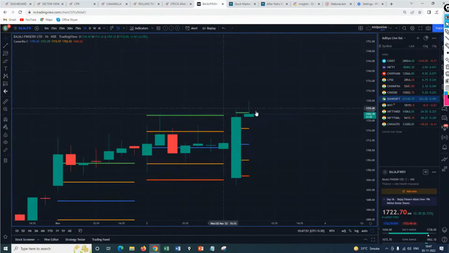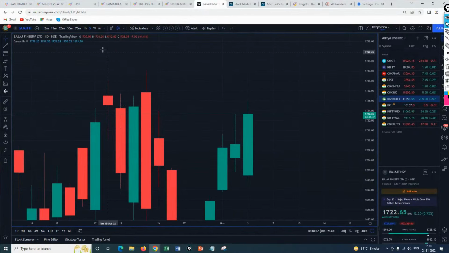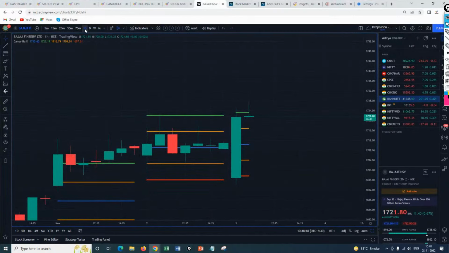The only thing to remember is that if you're using daily pivots, you should see all the charts that are before daily. For example, you are seeing daily pivot, right? Hourly, 75, 30, 25, 15 minute, in all of these it will work. But if I choose day, it will not work. Right. So if I choose weekly, you always ensure you are seeing one time frame below the pivot that is chosen. All right. So that was that.